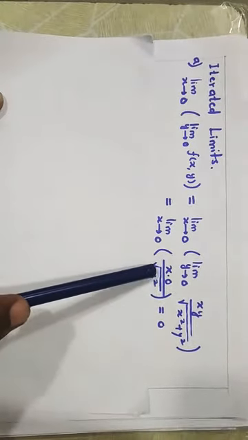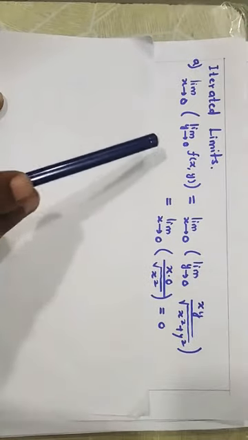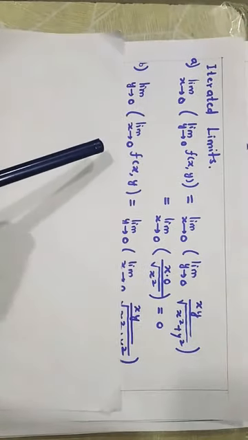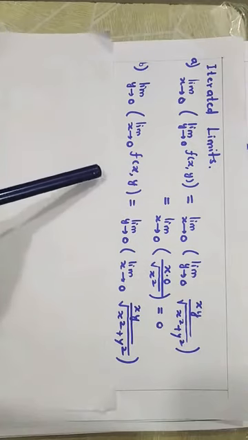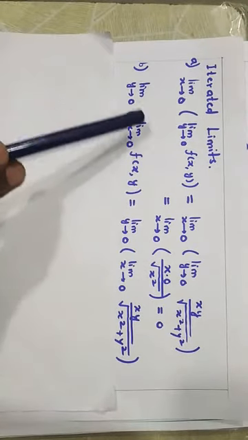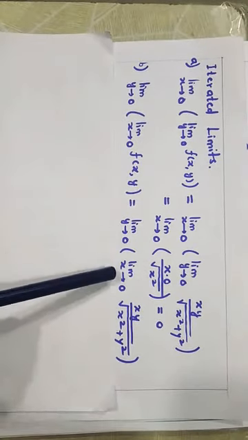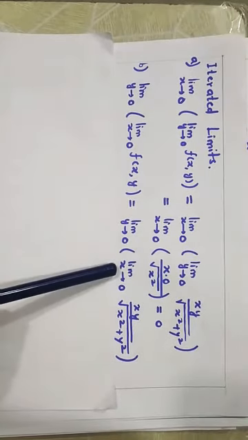And 0 is a constant whose limit is 0. So the first iterated limit is 0. Come to the second iterated limit. The second iterated limit is the limit as y tends to 0 of the limit as x tends to 0 of this. So now I have to take the limit as x tends to 0 first.